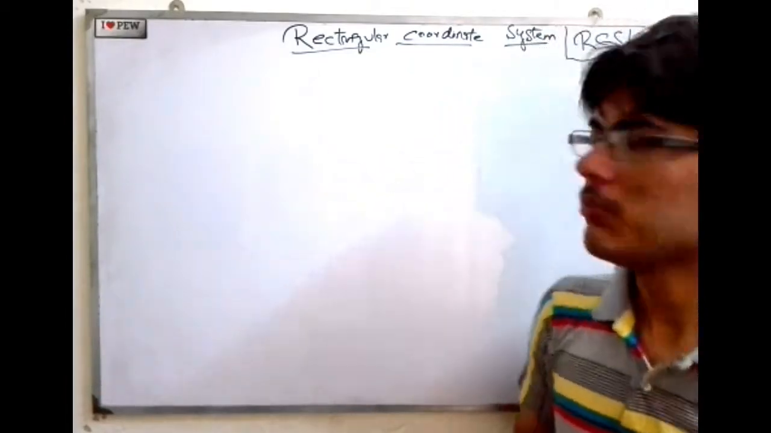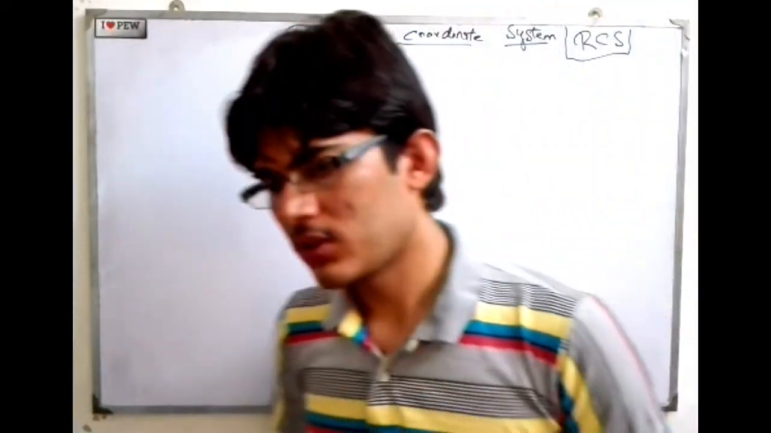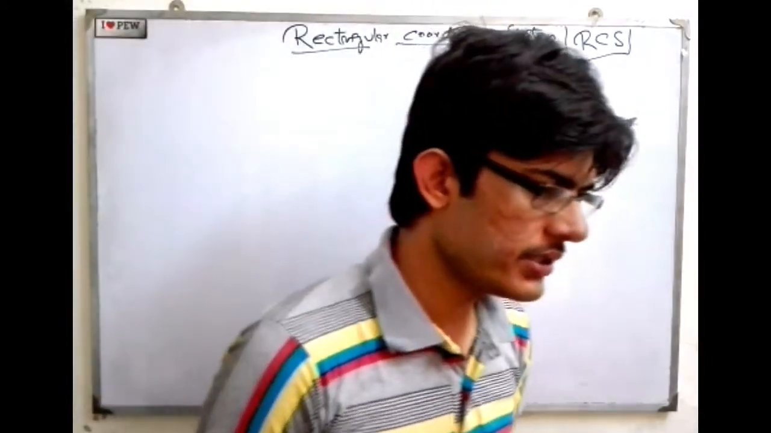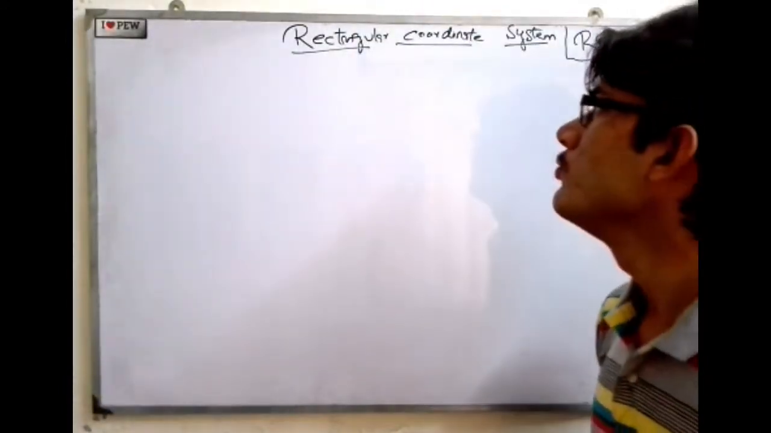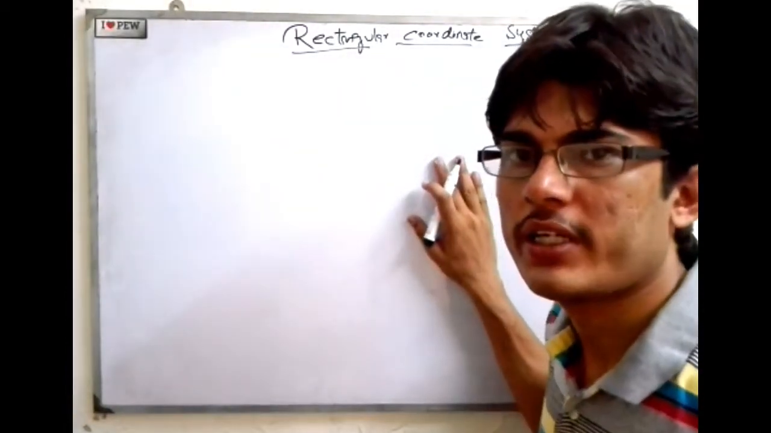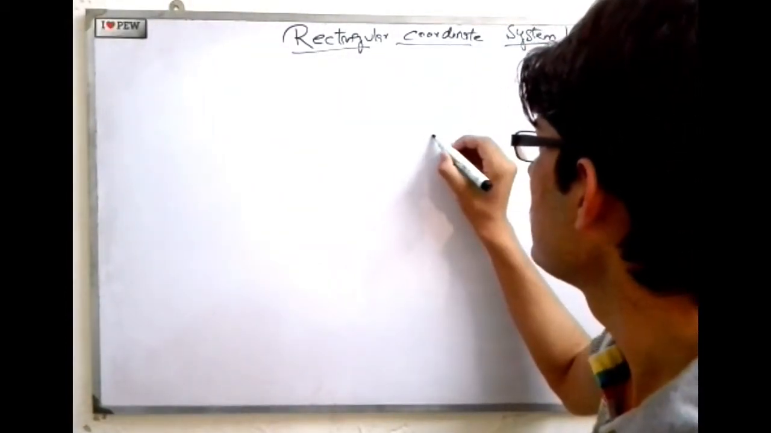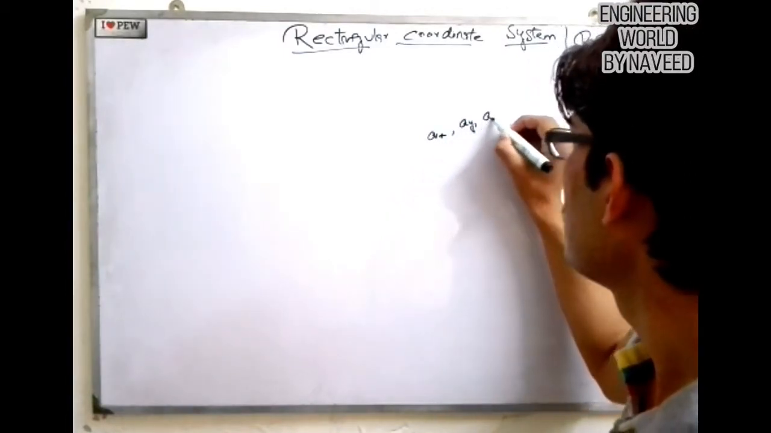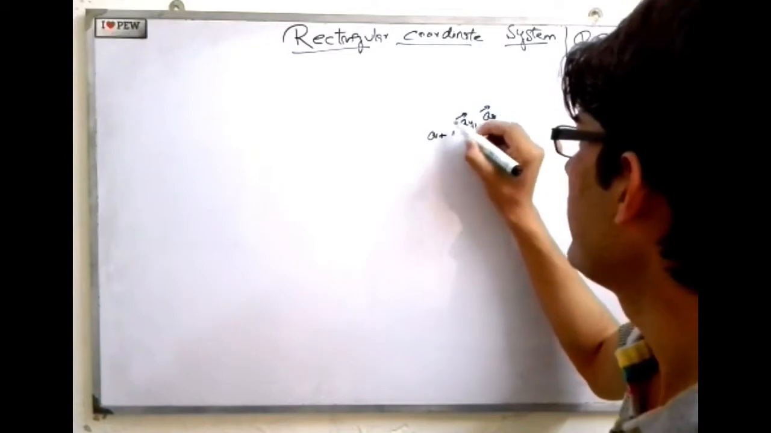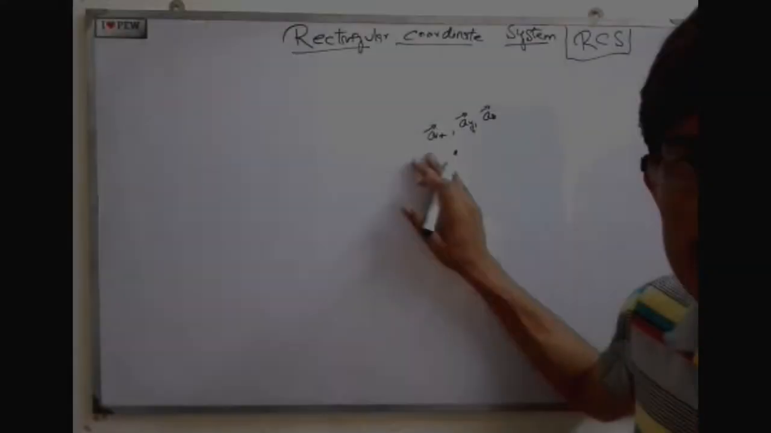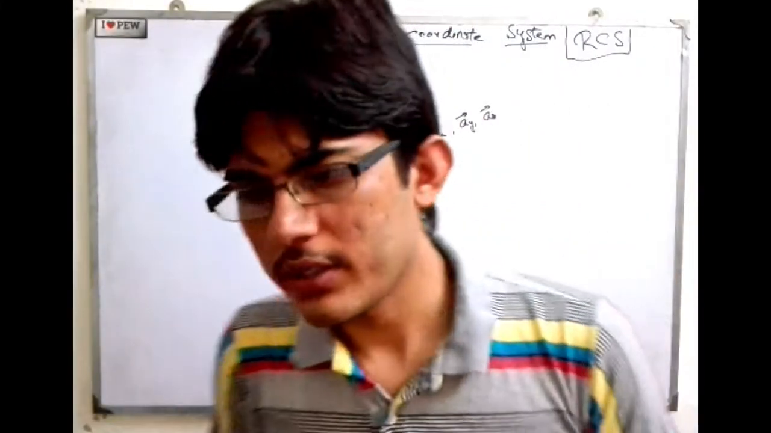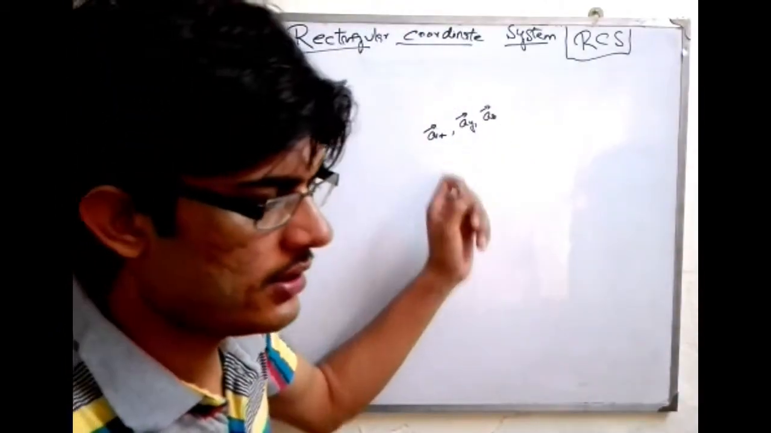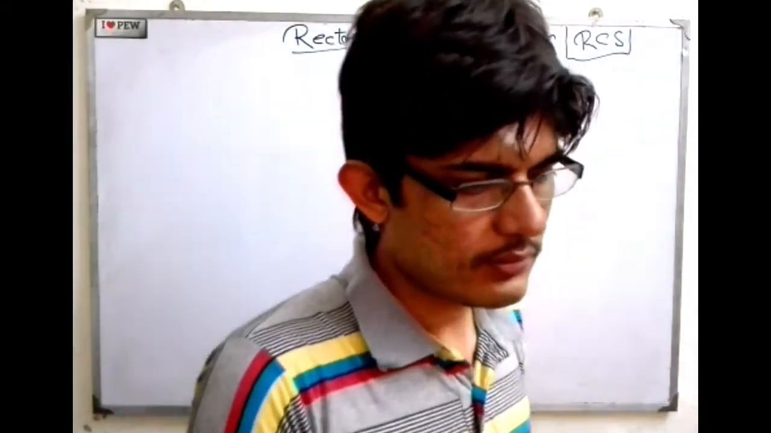A-level physics, and the name of the topic is rectangular coordinate system. In the rectangular coordinate system we use three coordinates: Ax, Ay, Az. Ax is the coordinate in the x direction, while the Ay coordinate is in the y direction and Az is in the z direction.